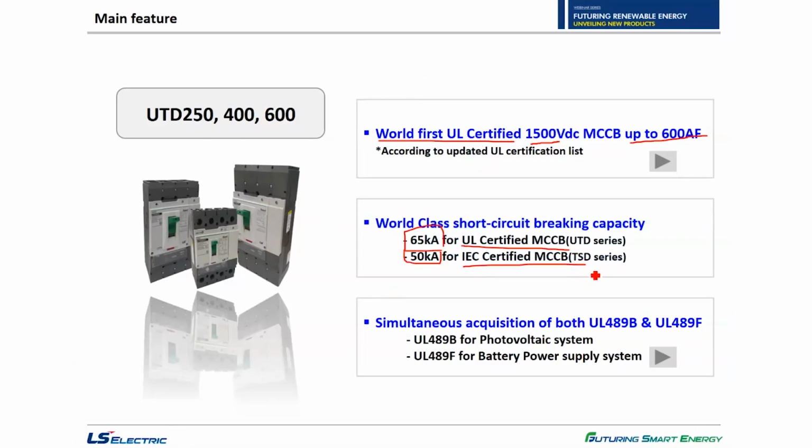This is going to be highly required by the energy storage system field in terms of battery safety concerns. Simultaneous acquisition of both UL 489B and UL 489F is also our main feature I would like to parade.